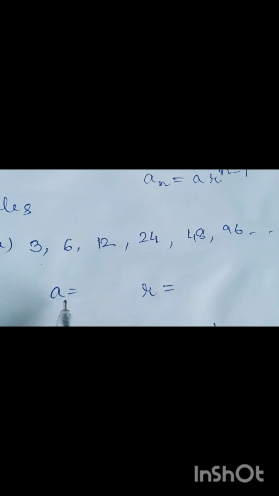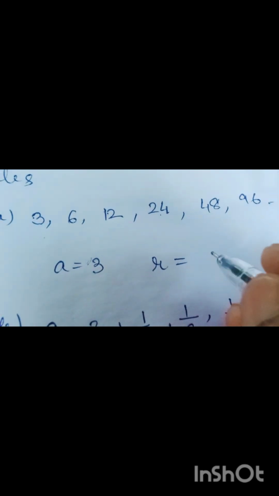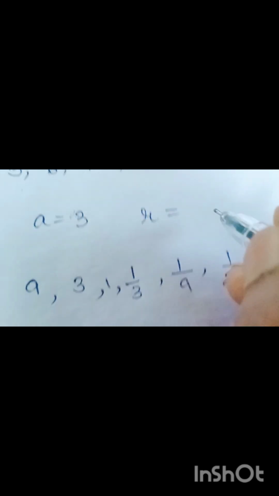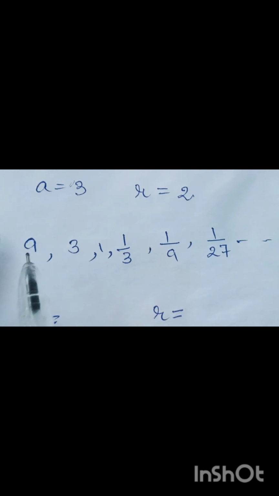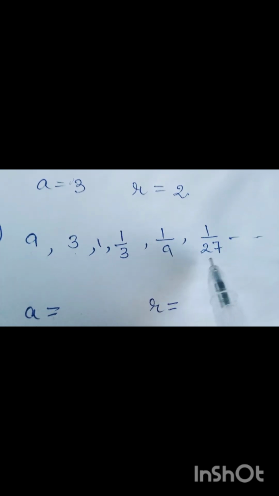So what is the first term of the series? It is 3. And what is the common ratio? It is 3 multiplied by 2 is 6, 6 multiplied by 2 is 12, 12 multiplied by 2 is 24, like that. So the common ratio is 2 by 1, that is 2. Okay. Another example of a sequence is 9, 3, 1, 1 by 3, 1 by 9, 1 by 27.